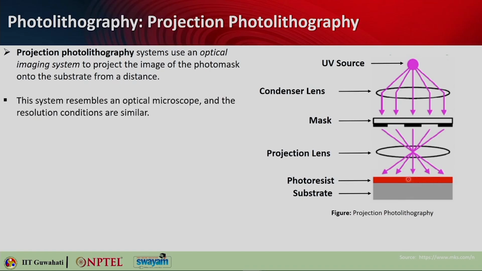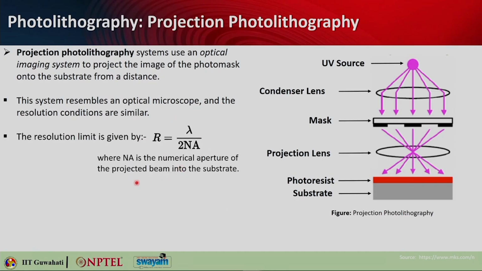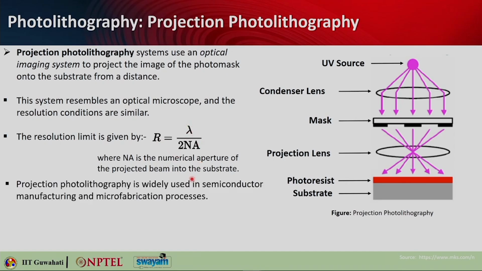This kind of system resembles an optical microscope, and the resolution conditions are similar to that. However, the resolution here will be limited by the numerical aperture of the projected beam onto the substrate. So R, the resolution limit, can be set by lambda by 2 NA. So why are they used?